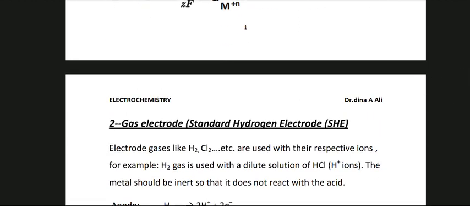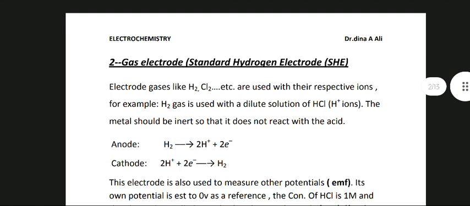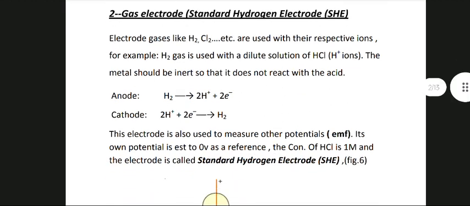Second, gas electrode, the standard hydrogen electrode, SHE. Gases like H2, Cl2, etc. are used with their respective ions. For example, H2 gas is used with a dilute solution of HCl, H+ ions. The metal should be inert so that it does not react with the acid. Anode: H2 gives 2H+ + 2e-. Cathode: 2H+ + 2e- gives H2.